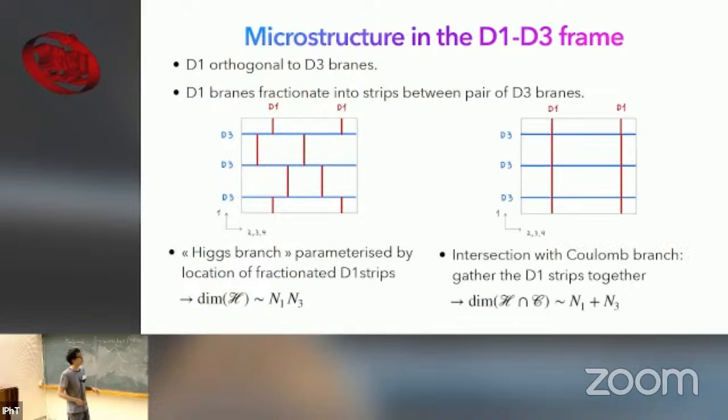To go to the Coulomb branch, this time you need to restore some symmetry and put all of your D1 branes on the line. And once you have that, you can take this D1 strip together and pull it out of the T4.